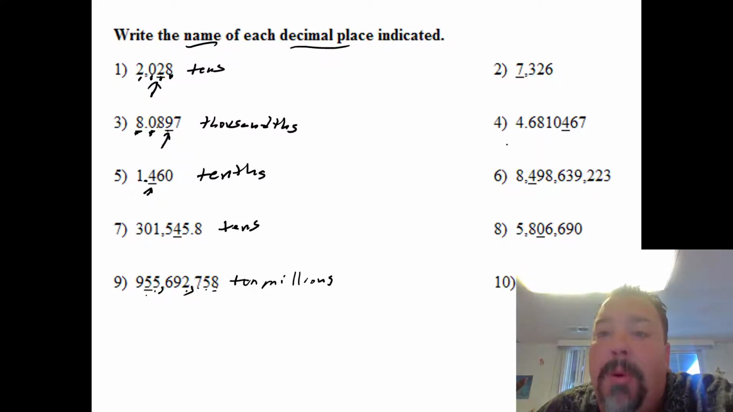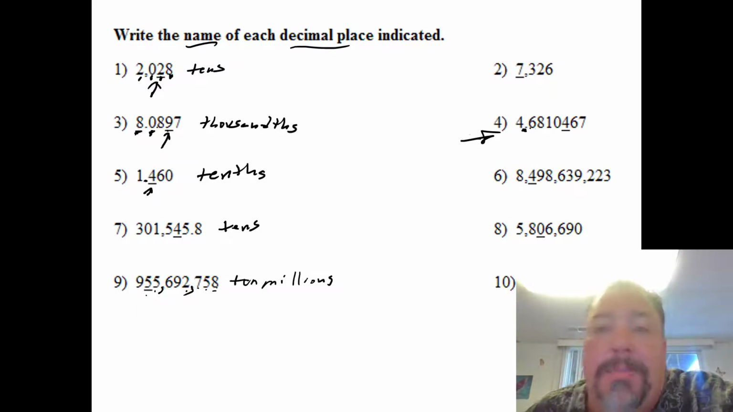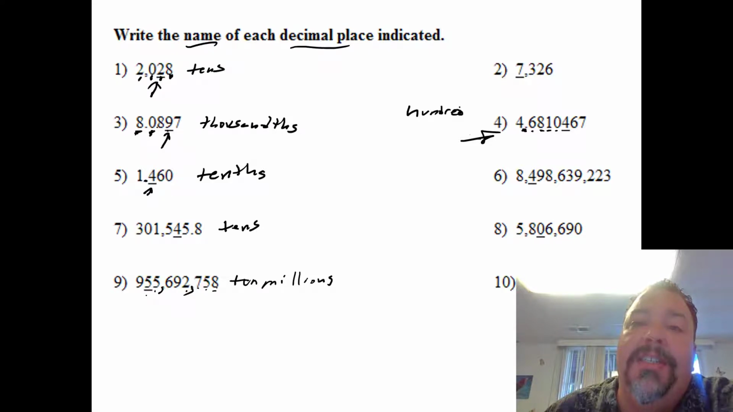We'll do one more here. Look at number 4, because now we go in the opposite way here. So here as a decimal place, the 4 is in the 1 spot. The 6 would be in the tenths. And then we've got the hundredths, the thousandths, the 10,000ths, and it looks like the 4 there is in the 100,000ths spot.